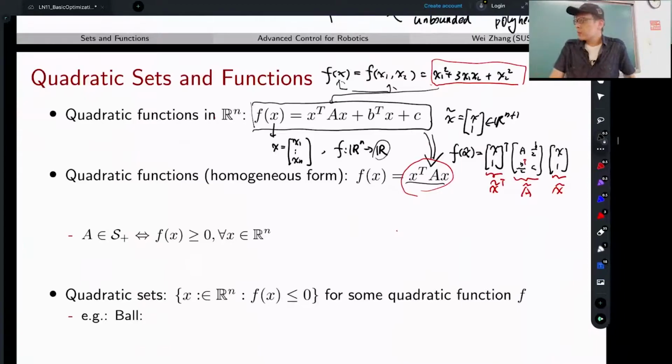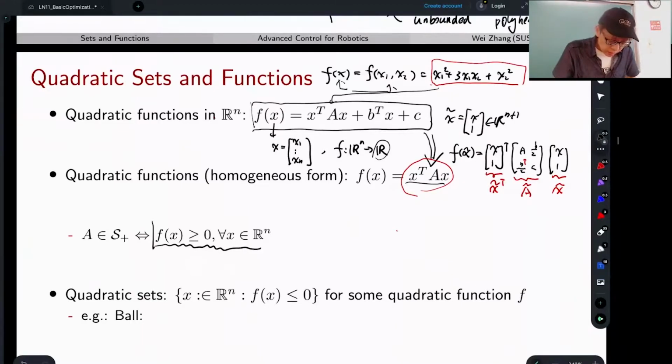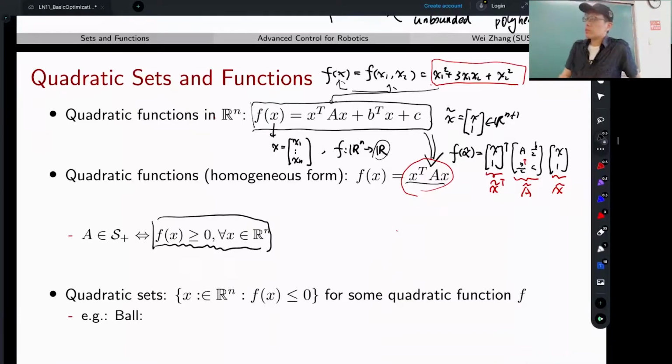So for a quadratic function, if you think about this as a quadratic function, I say this condition: f(x) is a quadratic function that is positive semi-definite. Oh, sorry, if it's always bigger than 0 for any x. Yangxin, what does this mean?